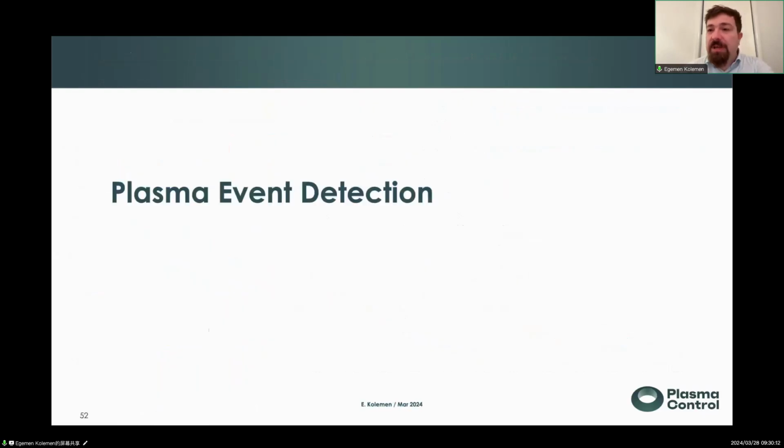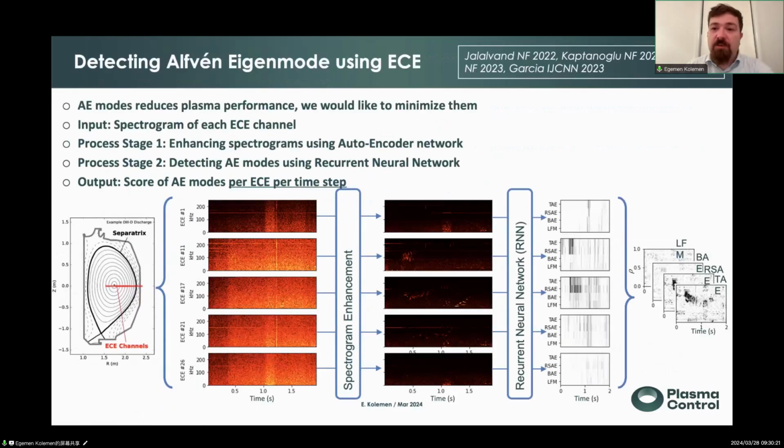So once you find this plasma evolution, then you want to detect events that you don't want, like disruptions and so forth. For that, we developed a bunch of machine learning algorithms. So here is again a diagnostic, ECE. There are 42 channels from core to the edge, and this is what they look like. You can enhance the spectrogram using machine learning, and then you have an RNN, in this case, predicting different types of Alfvén eigenmodes. TAE is toroidal Alfvén eigenmode, RSAE is reversed shear Alfvén eigenmode, etc.